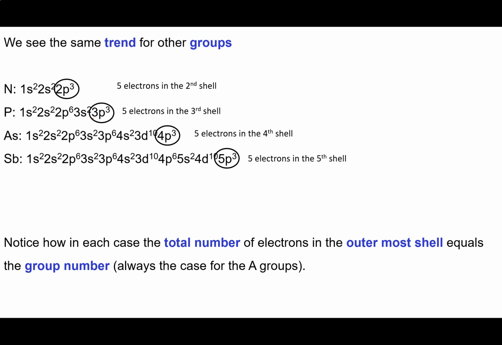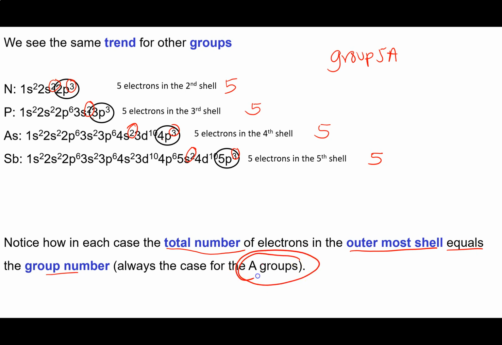And what you also see is, if you add together the sum of electrons that are in the outermost shell, sometimes it gets broken up by some d electrons, it always adds up in each case to 5 every time. Now, these elements are all in group 5A. So what we're seeing is that the total number of electrons in the outermost shell equals the group number. And it's found that for the representative elements, those that are in the A groups, this is always the case.